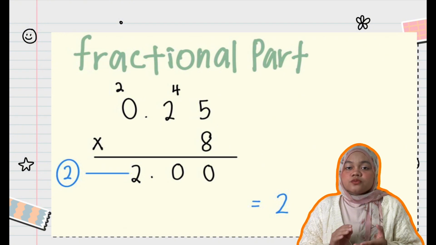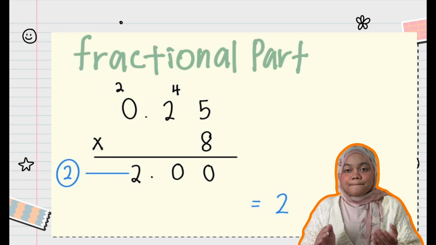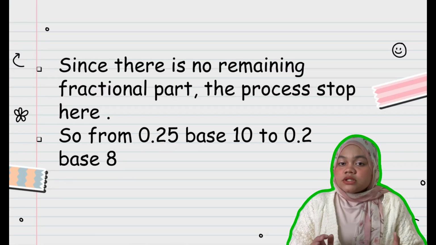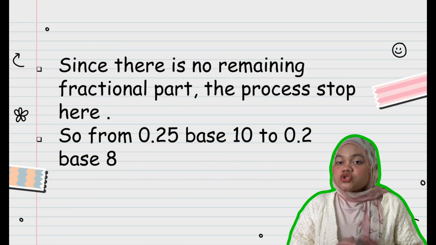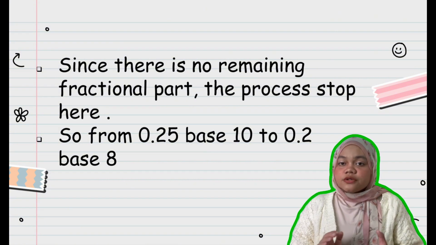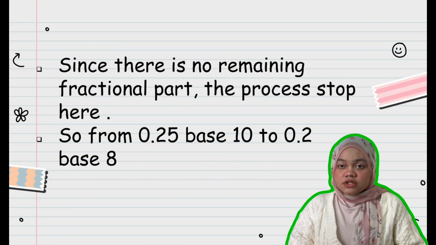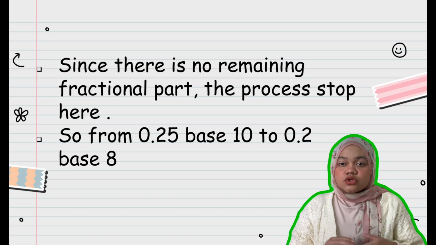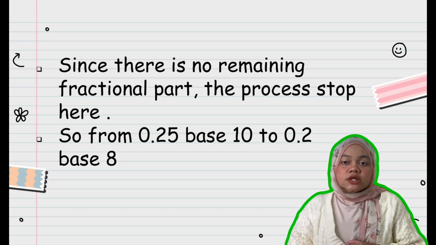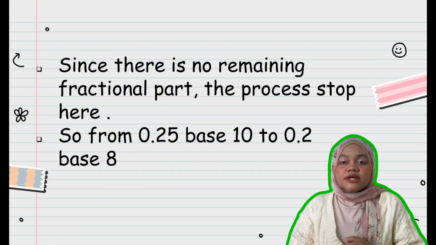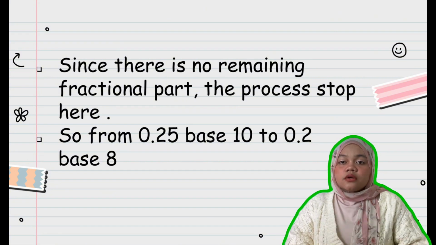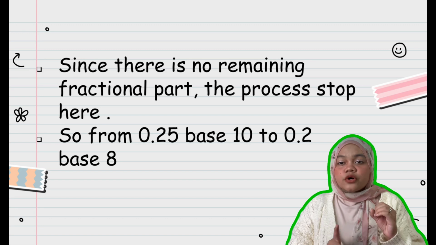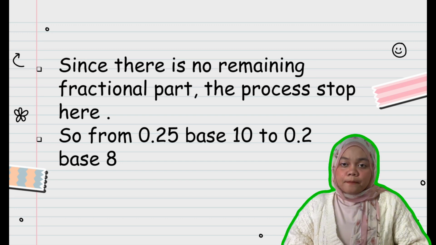So, from 0.25 base 10, we get 0.2 base 8. Since there is no remaining fraction part, the process stops here. So from 0.25 base 10 to 0.2 base 8.